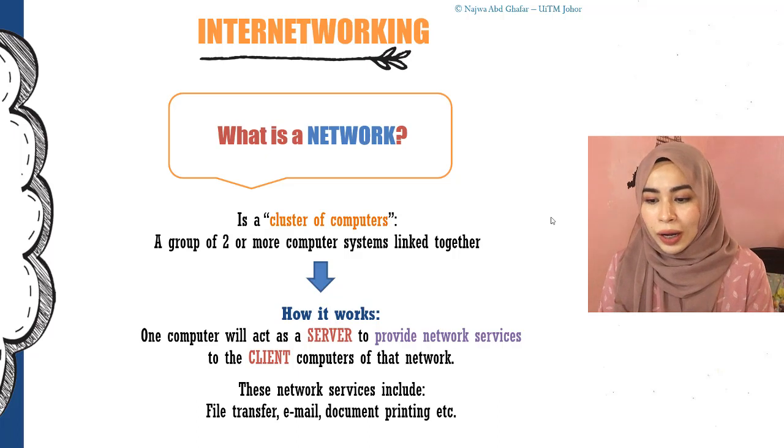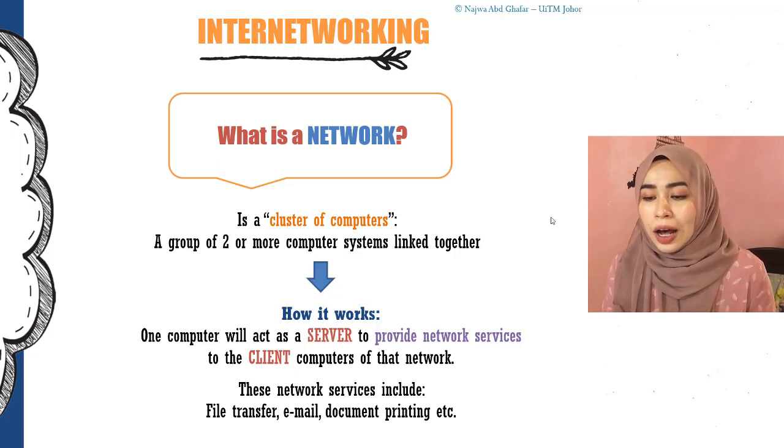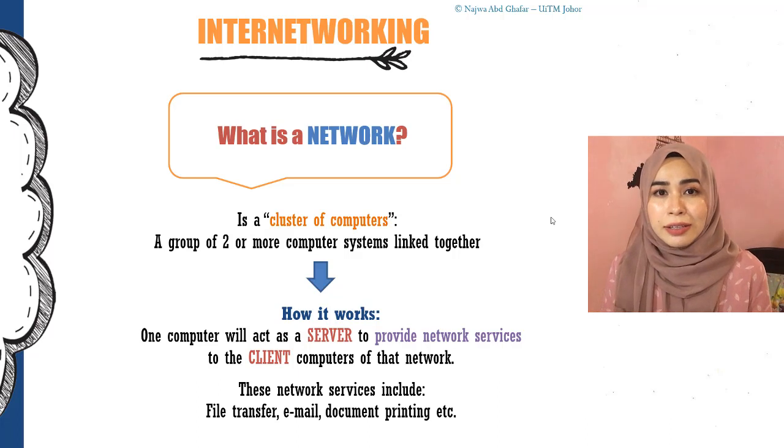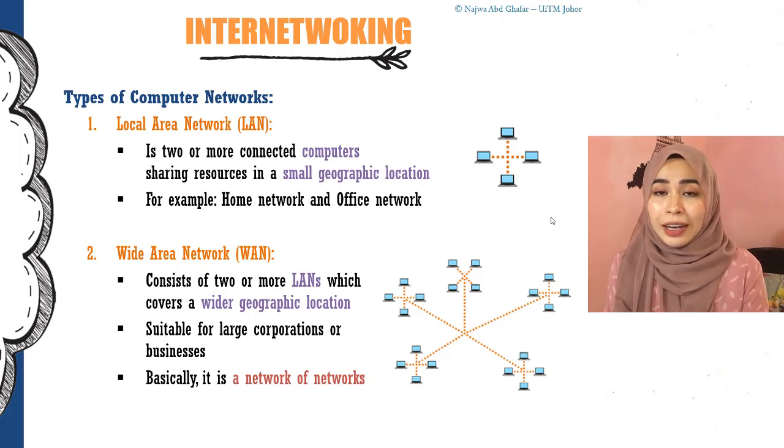So again, with a network, you can do many things. You can transfer files, you can email each other, you can print. There are many things that you can do when these computers are connected together. There are two basic types of computer networks. We have LAN and WAN.